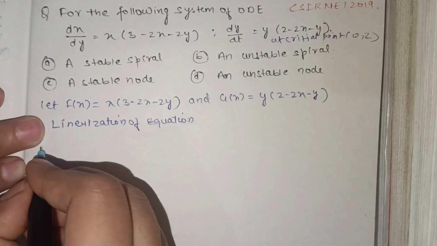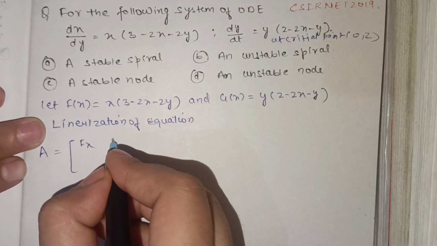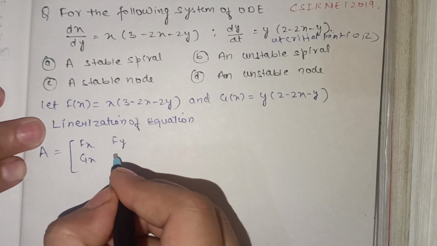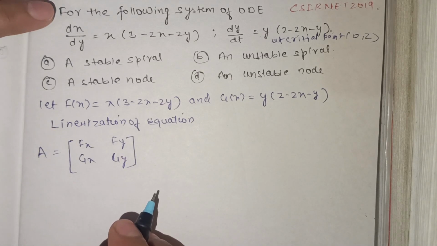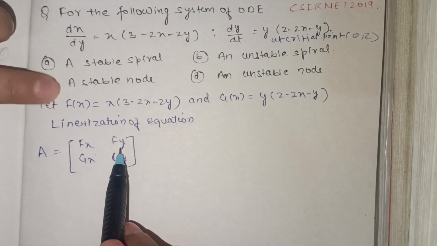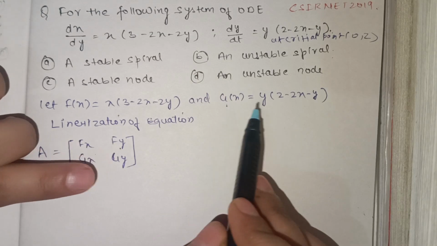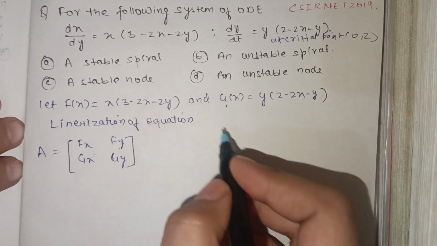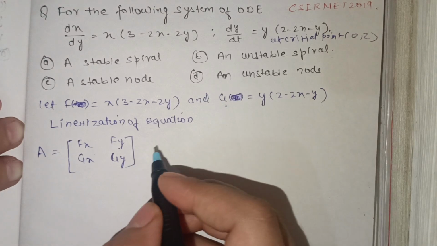What we get is that A is equal to the matrix of f_x, f_y, g_x and g_y. This means that first we have to differentiate f with respect to x and f with respect to y. Further, we have to differentiate g with respect to x and g with respect to y. This is not x, this is f only, and this is g only.